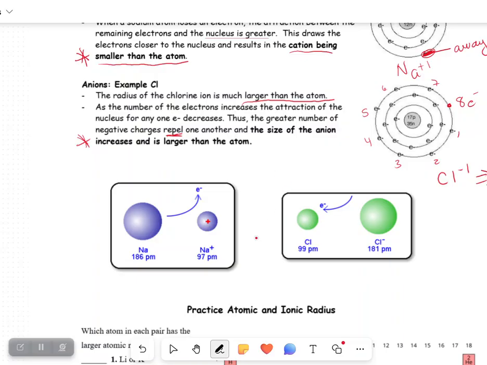Okay, so our trends are then, anions are larger, and cations are smaller.